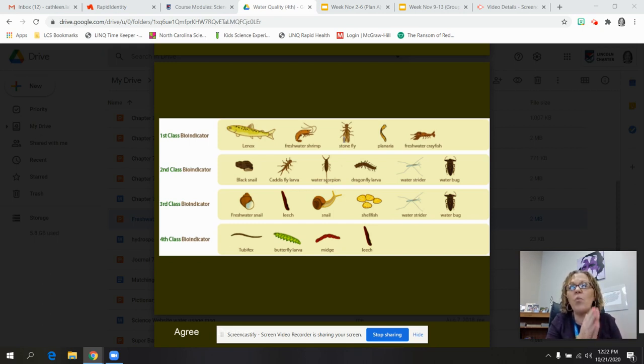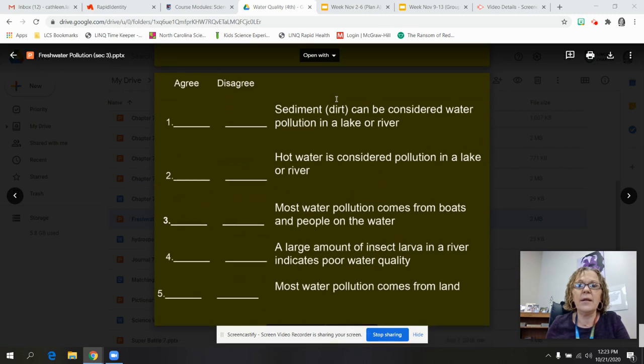We want healthy water because if you're like people in my family and me, when I get a chance, I like to fish, and I want to know that the fish that I'm taking out of that lake or river is healthy. And it's only healthy if the water is healthy. So we need those bioindicators in our water, okay? All right, here we go.